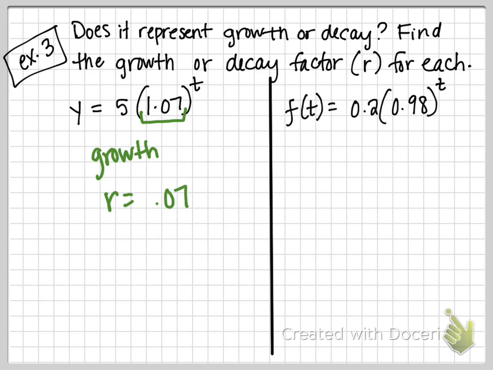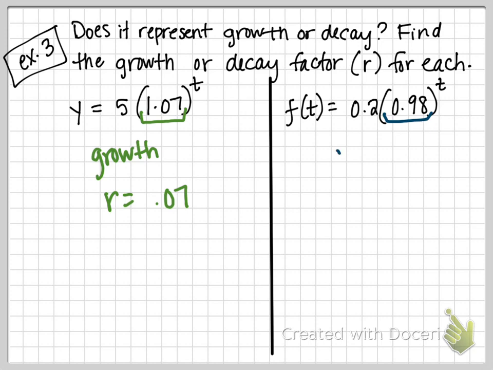Wouldn't it be like a negative one? It won't be a negative, but it'll be less than 1. Okay, look at here. Here we've got a function, f of t equals 0.2 times the quantity 0.98 to the t. Is this growth or decay, and how do you know? It is decay because that number inside the parentheses is smaller than 1. It's not negative, but it's less than 1, meaning it is decaying over time.